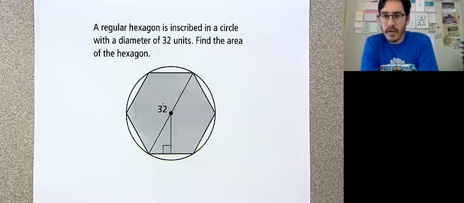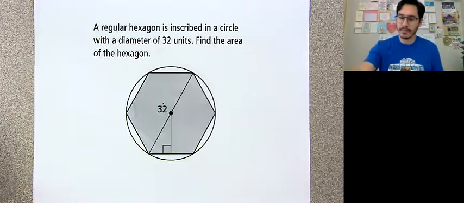All right, so we've got ourselves another regular polygon. This time it's a hexagon, again inscribed in a circle. We have the diameter is 32 units. We want to find the area of this hexagon.